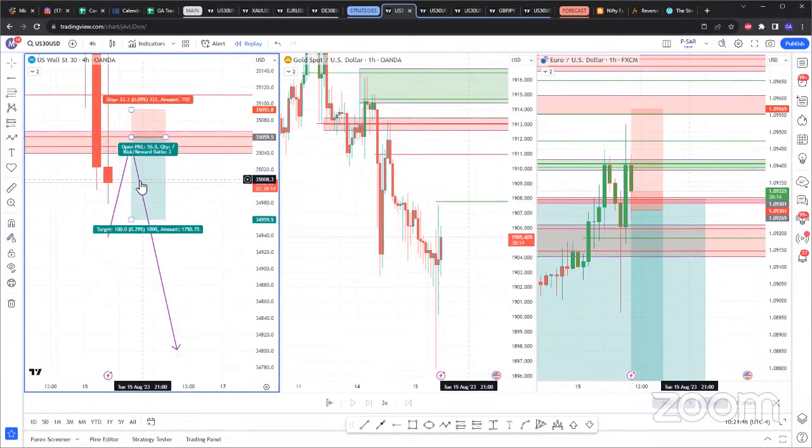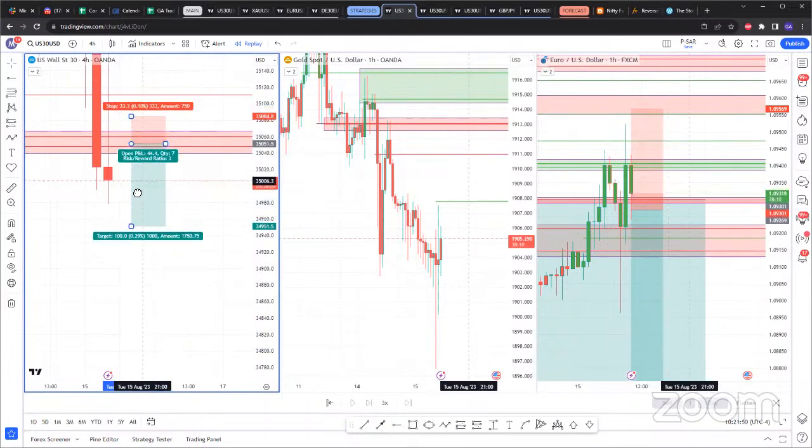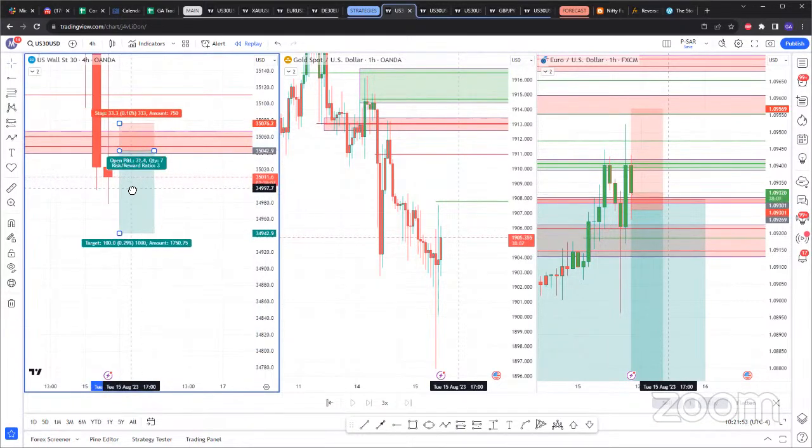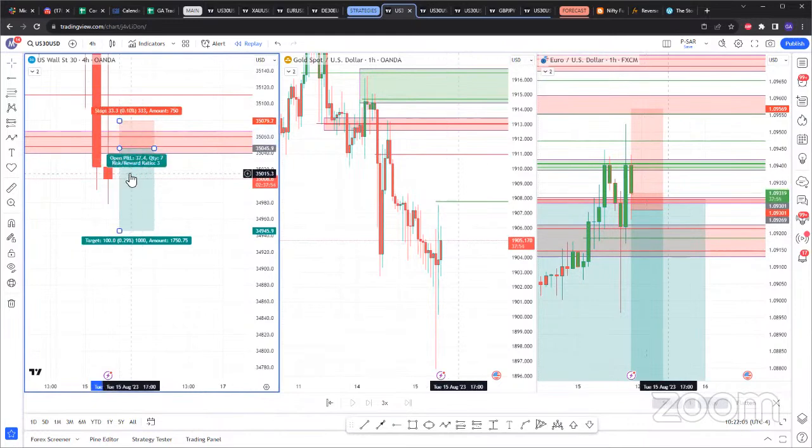Now, the best case scenario for me would be this current 4-hour candle to close somewhere here, like this. This would be my best case scenario, because in this instance, I don't have to wait for a retracement or a 5-minute closure, if that makes sense. Yeah, it makes sense. Yep.